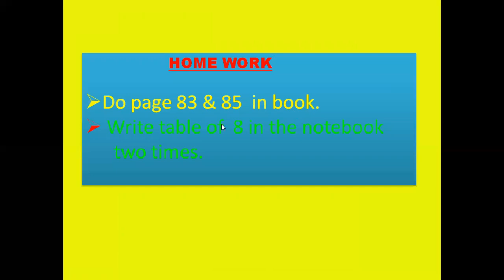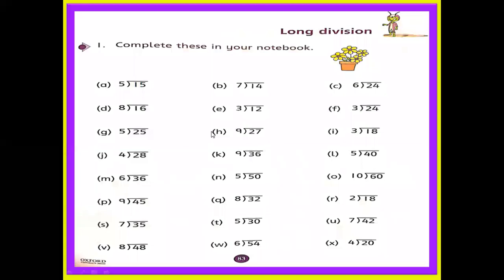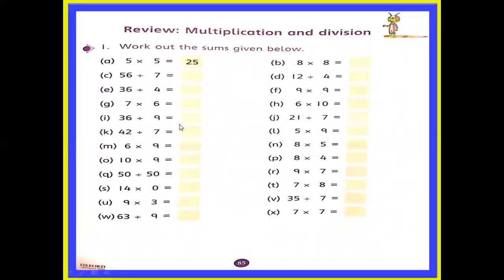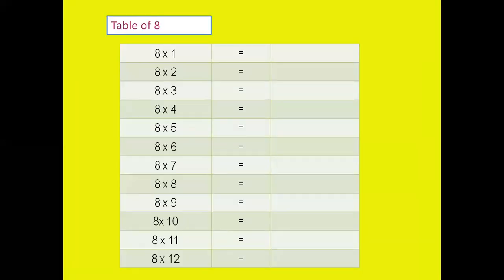Okay, boys, learn the tables from 2 to 10. Now your homework is pages 83 and 85 in the book. And if you have time, you can do it in the notebook. But write the table of 8 in the notebook 2 times. But first, memorize, practice, and then write. Don't cheat. So this is page number 83. And this is the table.